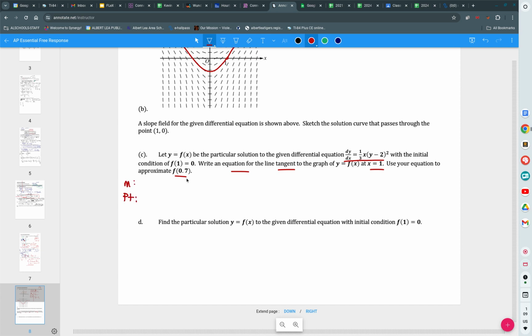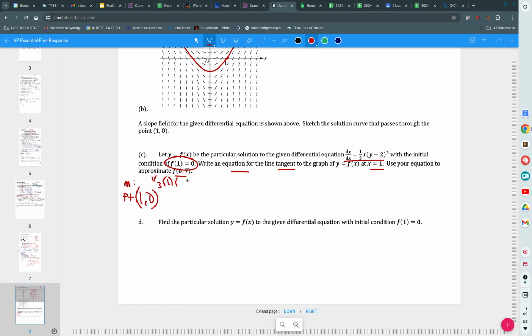What is the point that it passes through? x equals 1, 0. That's our initial condition. Let's figure out the slope. What do I use to figure out the slope? Yep, dy over dx. So I have 1/3 times the x value, which is 1, times 0 minus 2 squared. What is 0 minus 2 squared?